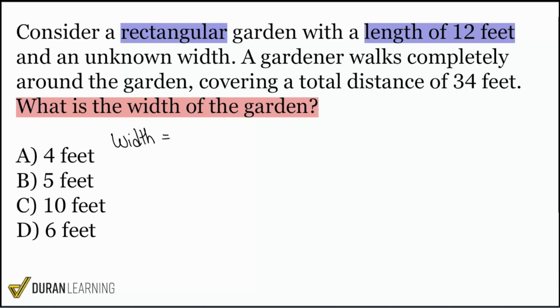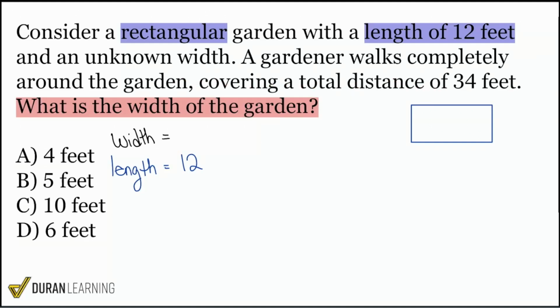Rectangular garden, length of 12 feet. So let me write that down right there. And again, we have this rectangle. Cool. The next thing I'll do is move on to sentence 2. Sentence number 2 says, a gardener walks completely around the garden, covering a total distance of 34 feet.